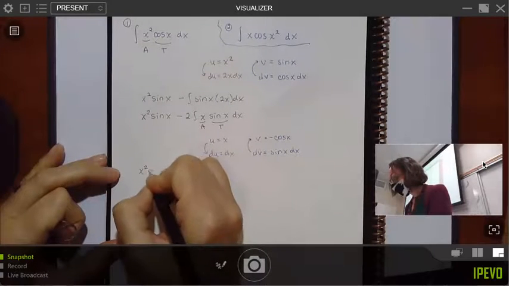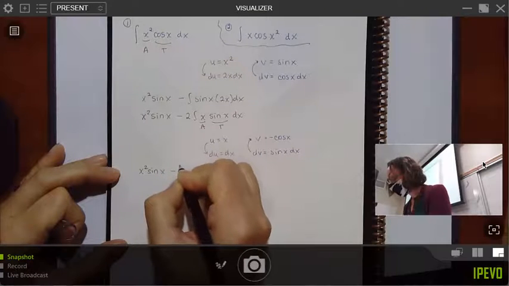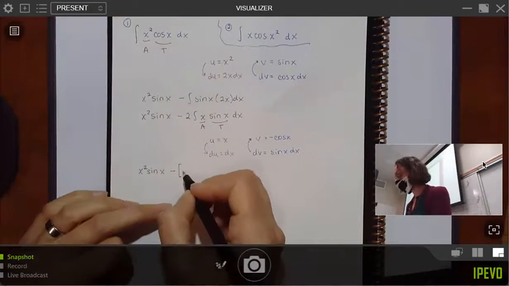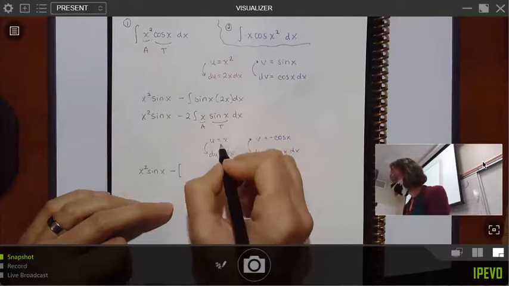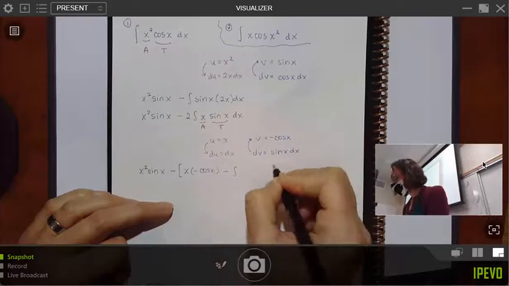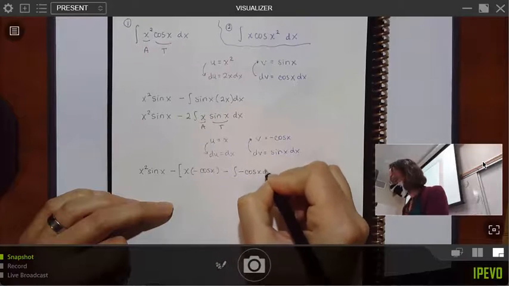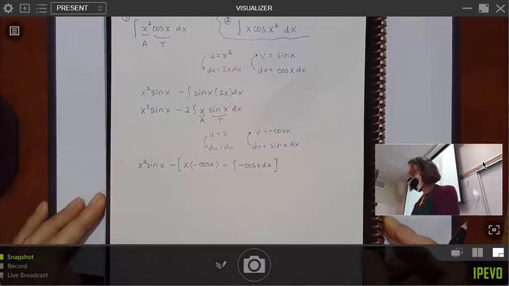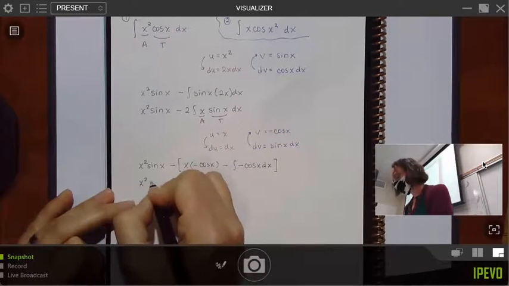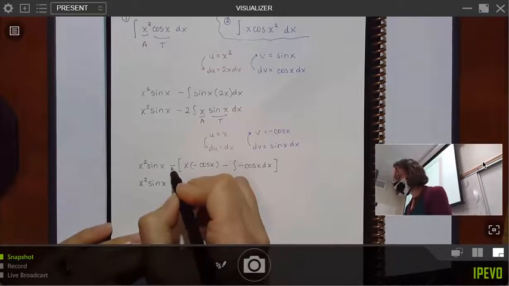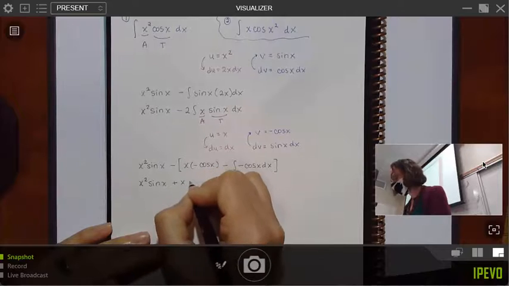X squared sine of x minus, I'm going to put brackets around this because I'm replacing the entire integral. And since I was subtracting that entire integral, I'm going to put brackets around it for now and then distribute out. So u times v, x times negative cosine x, minus v du. And this is especially important for me: I'm going to take a minute to multiply all my minus signs through and make sure that I've got that settled. So here I've got a minus, which will make that plus x cosine x.